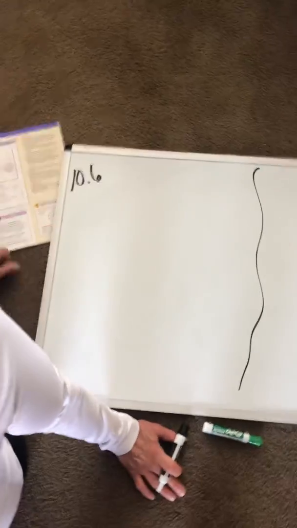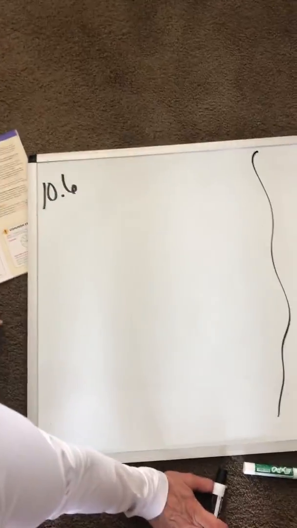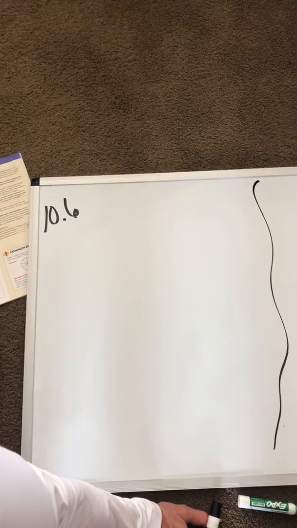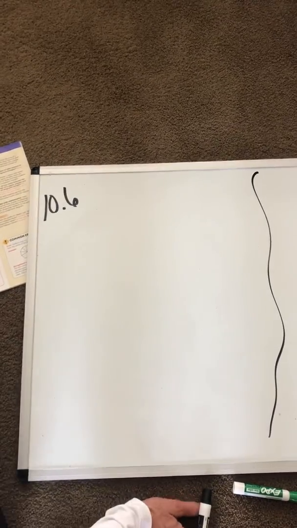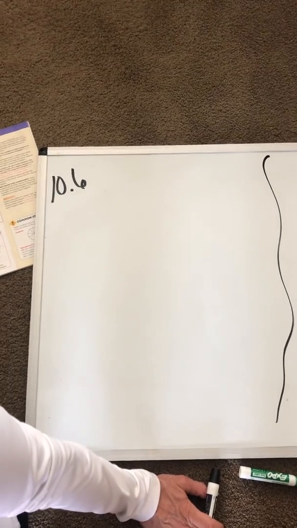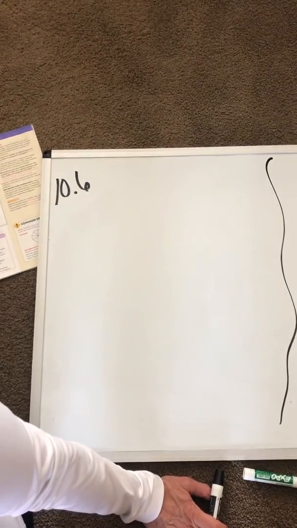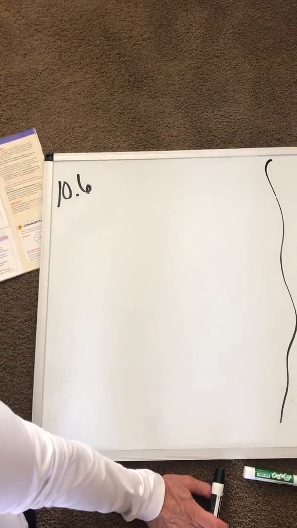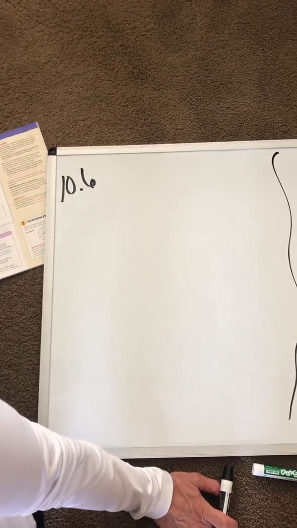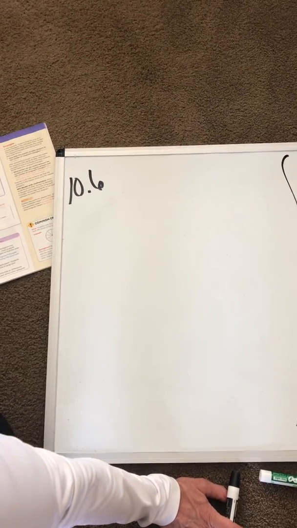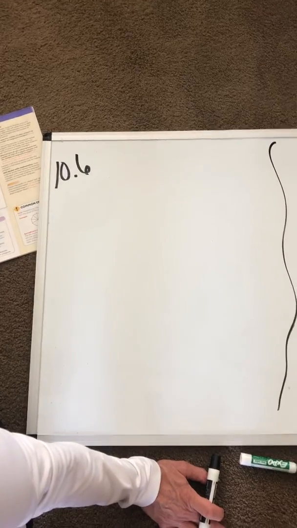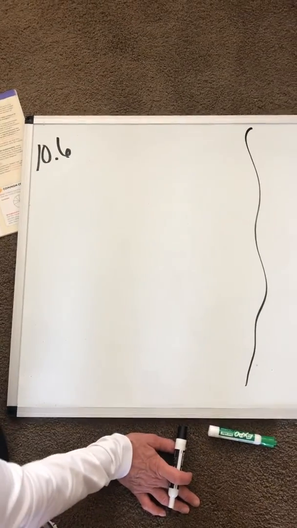Today in your math book, you're going to be working on lesson 10.6. It's on page 565. You're going to be finding the area of regular polygons. You need to remember that a regular polygon is a polygon in which all sides have the same length and all angles have the same measure. We'll talk about irregular polygons later, but for this lesson, you'll only have to deal with regular polygons.